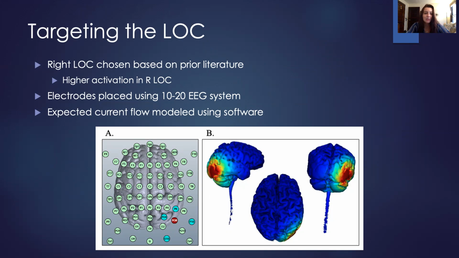And in panel A, you can see the 10-20 EEG system layout with the electrode placement that corresponded to stimulation of the right LOC. So the central electrode is placed at PO8 in red on that image, and the 4 surrounding electrodes are denoted in the turquoise light blue color.